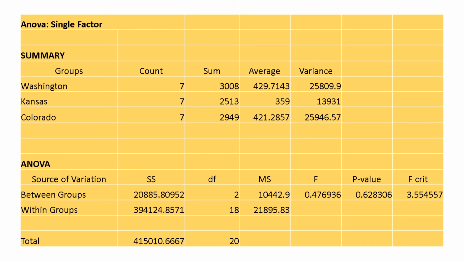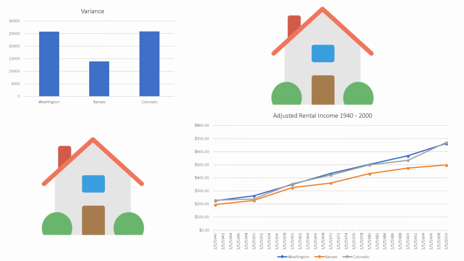Other than that, I decided to show two different graphs, a bar graph and a line graph. One showing first the variance, and you can see how visually similar Washington and Colorado are, whereas Kansas is just about half. So if you look at this line graph, you can see Kansas is orange here. And yeah, it doesn't seem to rise to the same extent that both Washington and Colorado do.